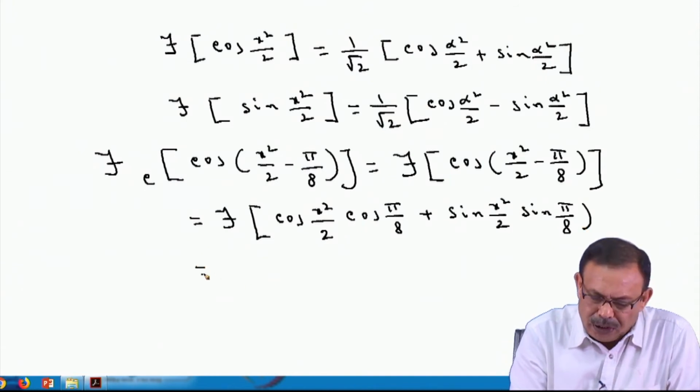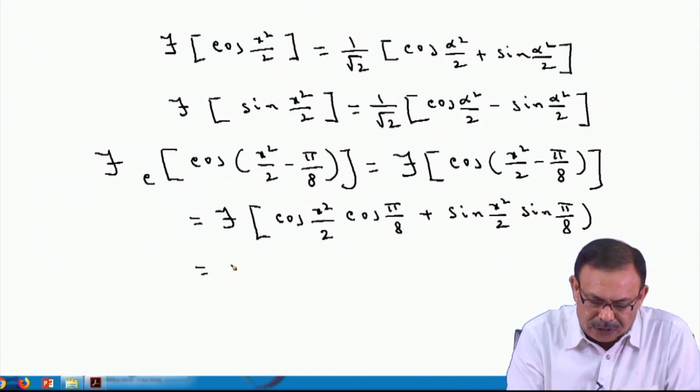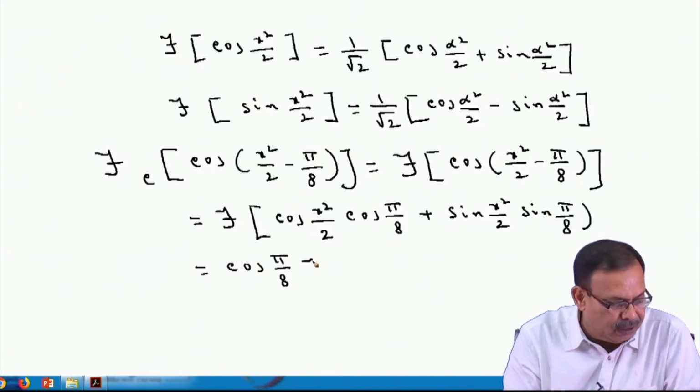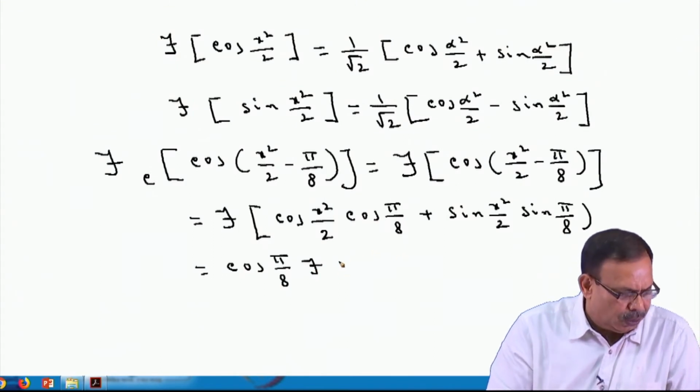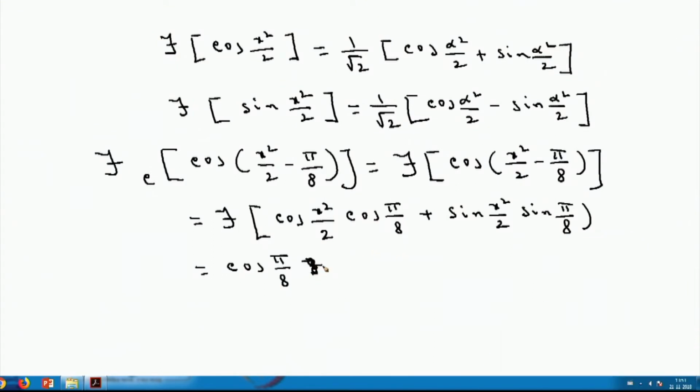So that this pi by 8 I can bring it outside. So, cos pi by 8 into x square by 2, so 1 by root 2 into cos of alpha square by 2 plus sin of alpha square by 2 I can write down.